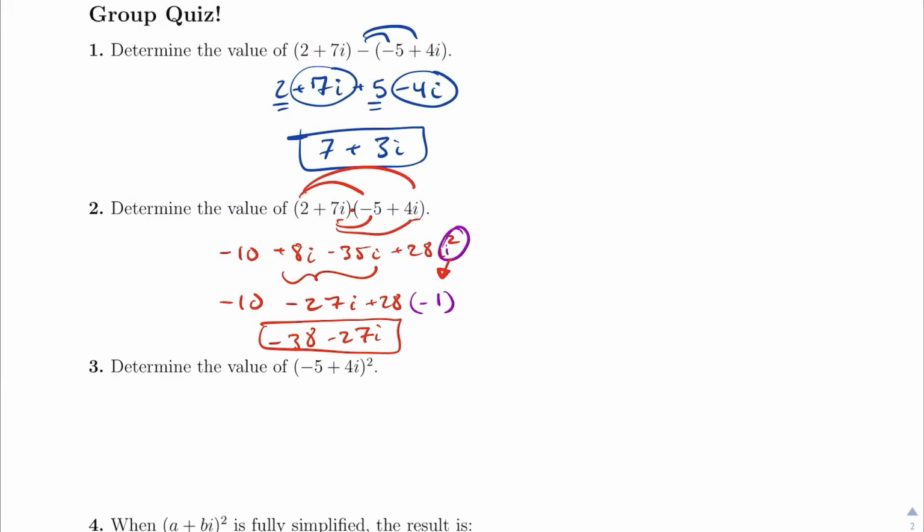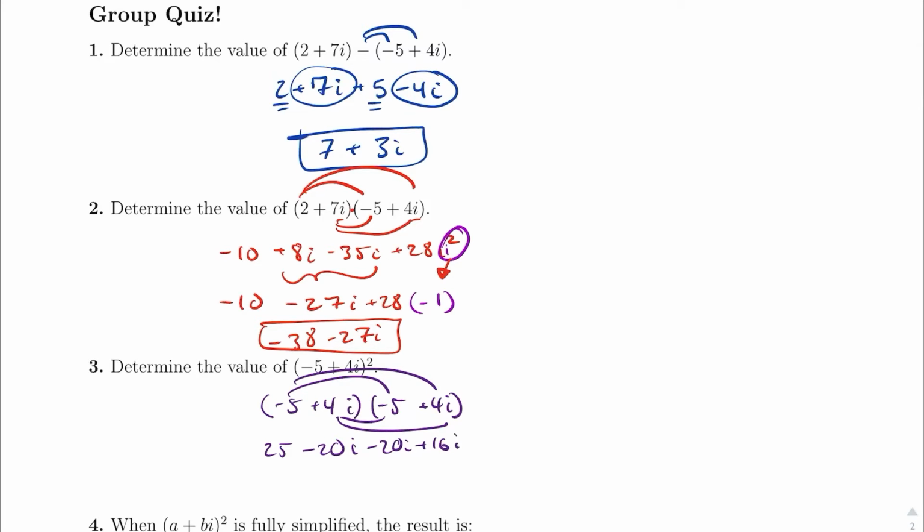Here we've got negative 5 plus 4i squared, so that will be negative 5 plus 4i times negative 5 plus 4i. Remember, when you square something, it means that whole thing times itself, so make sure that you do that. Now we distribute out: 25 minus 20i minus 20i plus 16i squared. 25 minus 40i when we combine the like terms, plus 16, and then this i squared becomes negative 1. So that's going to give us 25 minus 16, which is 9 minus 40i.